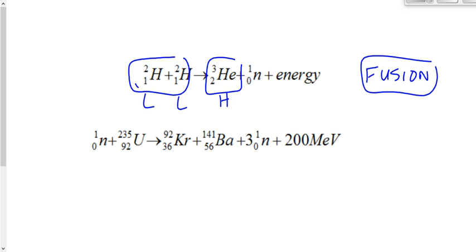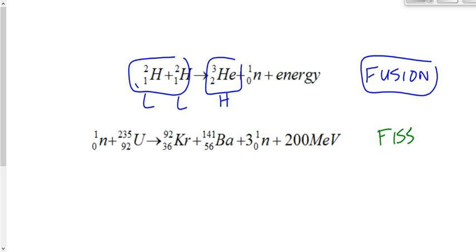Now, we've also got a neutron produced there, and we've also got some energy produced there, but we're not going to worry about that in determining what type of reaction it is. When two light nuclei come together to form one heavy nucleus, then we've got a fusion reaction. What's the second one called? This one would be nuclear fission, right?